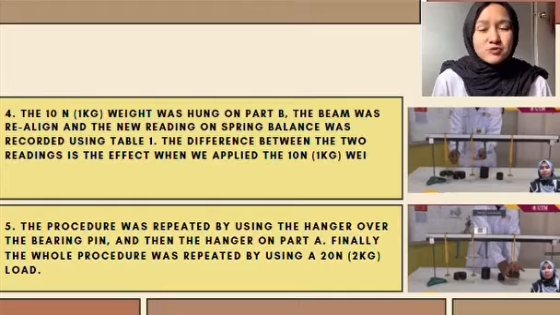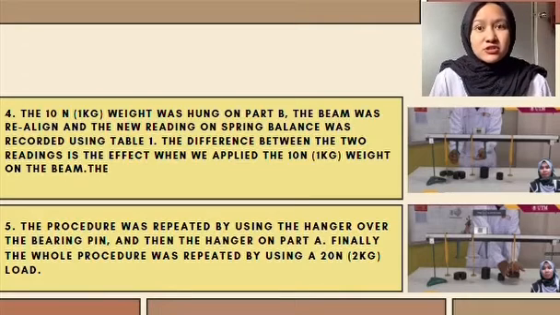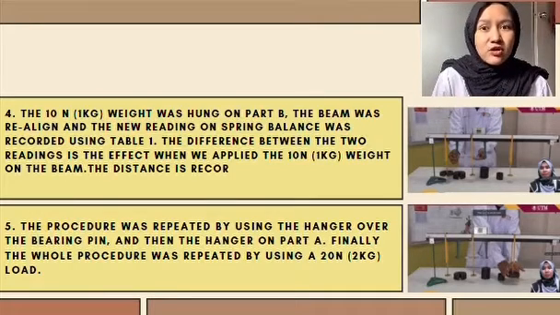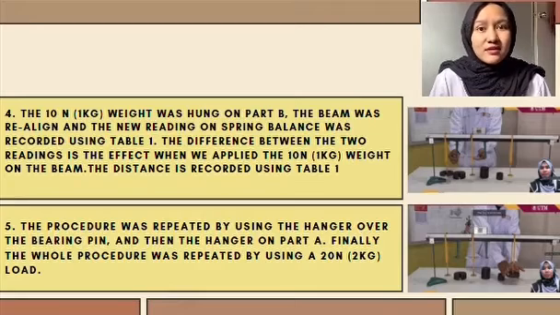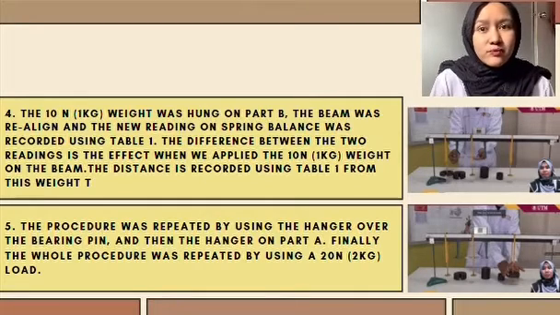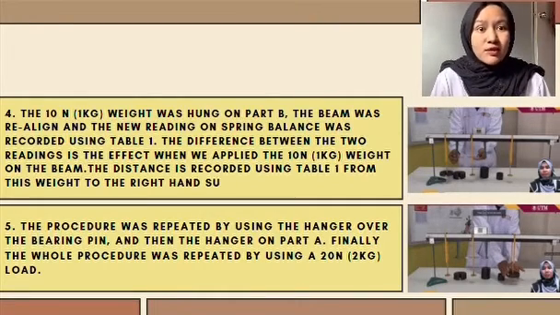The last step for part 1 is that the procedure was repeated using the hanger over the bearing pin and then the hanger on part A. Finally, the whole procedure was repeated using a 20 Newton, which is 2 kg, load.